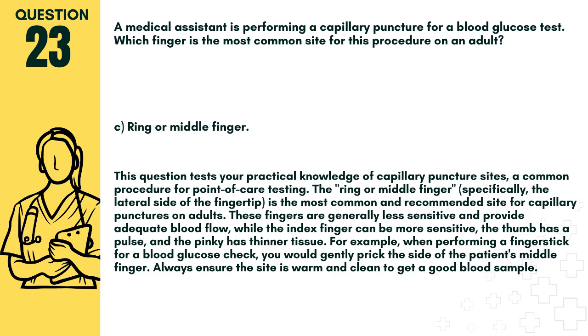Answer: C. Ring or middle finger. This question tests your practical knowledge of capillary puncture sites, a common procedure for point-of-care testing. The ring or middle finger, specifically, the lateral side of the fingertip, is the most common and recommended site for capillary punctures on adults. These fingers are generally less sensitive and provide adequate blood flow, while the index finger can be more sensitive, the thumb has a pulse, and the pinky has thinner tissue. For example, when performing a finger stick for a blood glucose check, you would gently prick the side of the patient's middle finger. Always ensure the site is warm and clean to get a good blood sample.